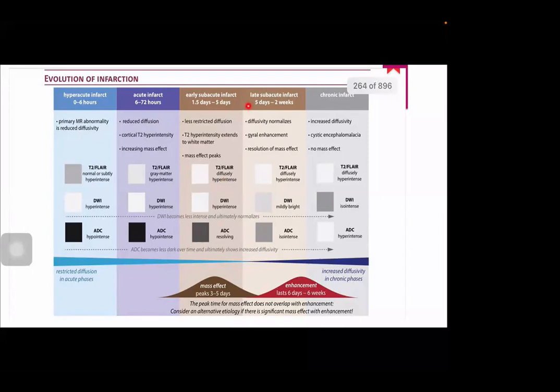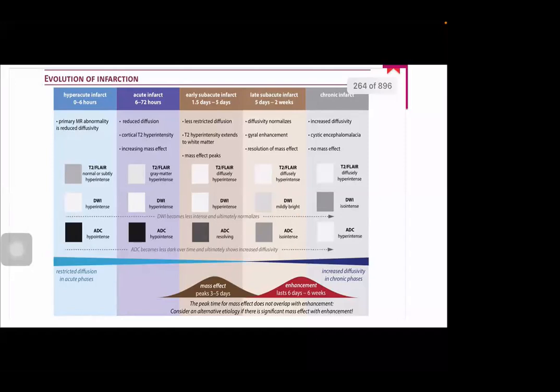In the late subacute phase, from 5 days to 2 weeks, the diffusion starts to normalize. There will be gyral enhancement starting to peak, and there will be resolution of the mass effect. So the T2 and FLAIR are diffusely hyperintense, DWI is mildly bright here, beginning to normalize, and the ADC is isointense. In the chronic infarction, there will be cystic encephalomalacia and no more mass effect. The T2 and FLAIR show diffuse hyperintensity, the DWI is isointense, and ADC is hyperintense.